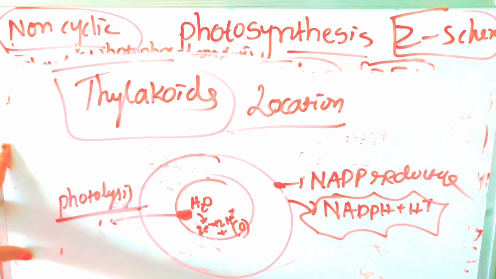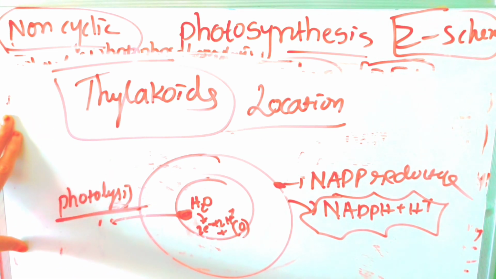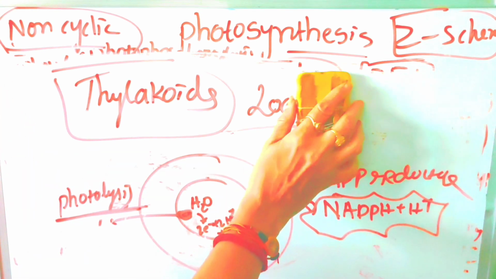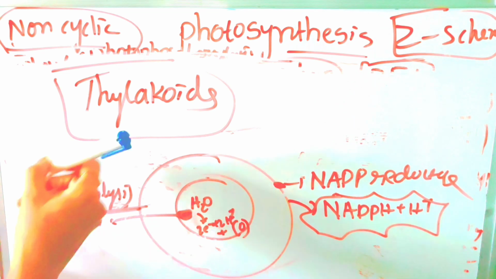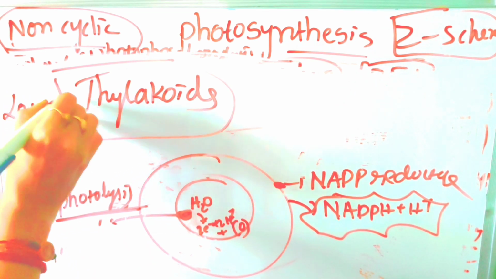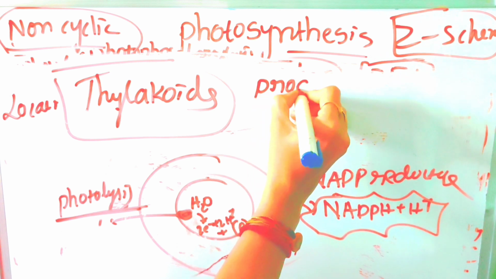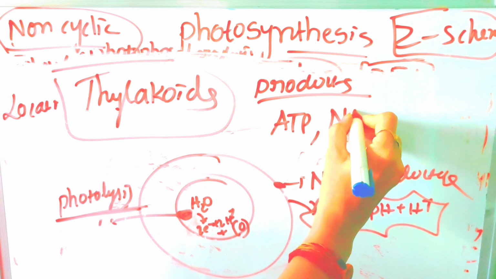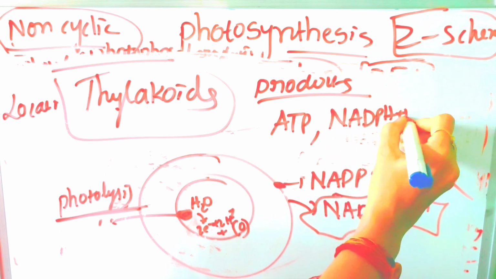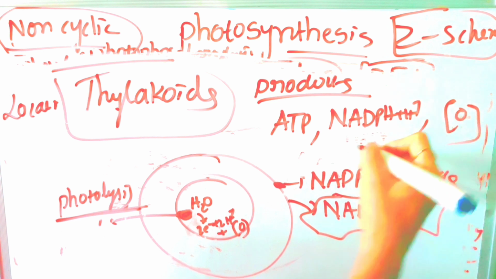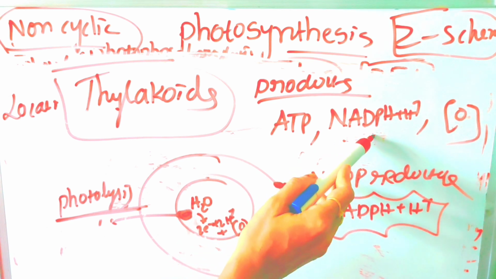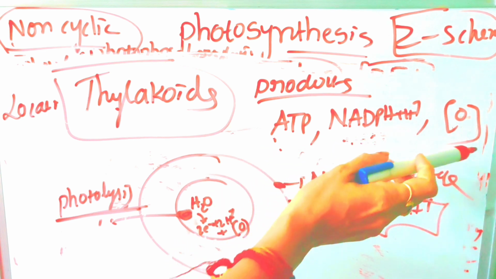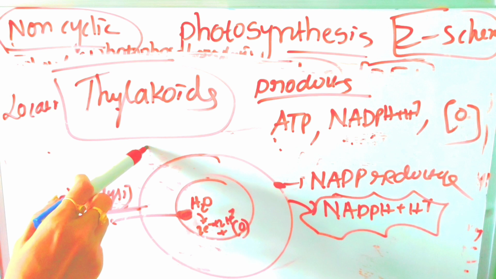So this is only the non-cyclic photophosphorylation. What are the important products? What is the location? First, the location is the thylakoid. The products are ATP, NADPH plus H plus, and nascent oxygen. So NADPH is the reducing power, ATP is the high energy phosphate molecule, and the third is nascent oxygen. What is the location? Thylakoid.